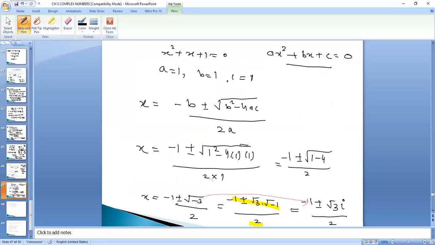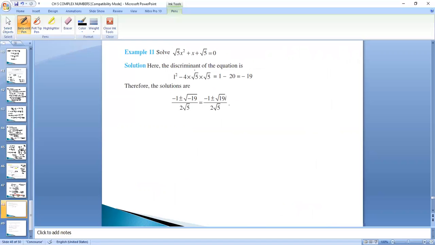So x square plus x plus 1 is equals to 0. You first write what is the value of a, what is the value of b, what is the value of c. Then write the formula and directly put the values and get the answer. Now the next question is: solve root 5x square plus x plus root 5 is equals to 0. Nothing is complicated. You have to write the values of a, b, c and then you have to put the values in the formula. Right.